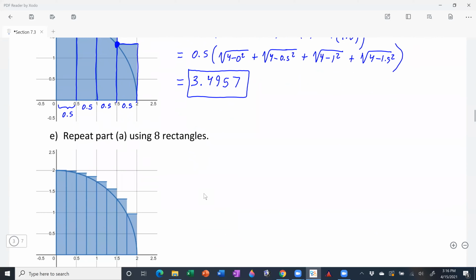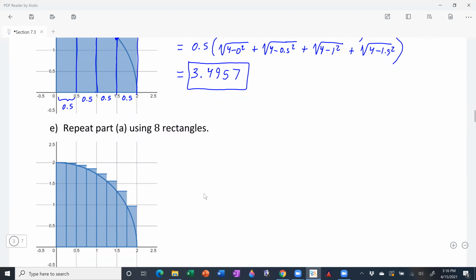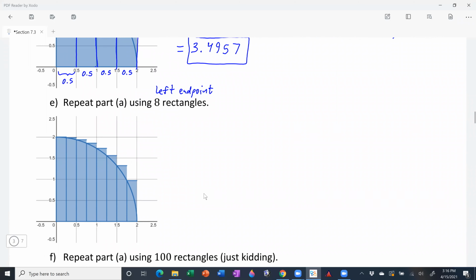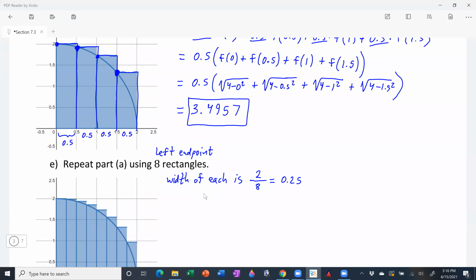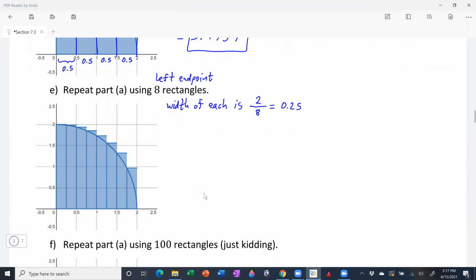Okay, let's repeat it again using 8 rectangles. And again, this is left endpoint, because we're using part A, which said left endpoint. Okay, so if we have 8 rectangles, it's still this same distance of 2 all the way across. So we do need to know what is the width of each individual one. It was 2 all the way across, and we want to divide by how many rectangles we're using. So 2 divided by 8, which is 1/4, or I'm going to write it as 0.25. Okay, the previous one, they were 0.5 width each time. This time the width is 0.25.